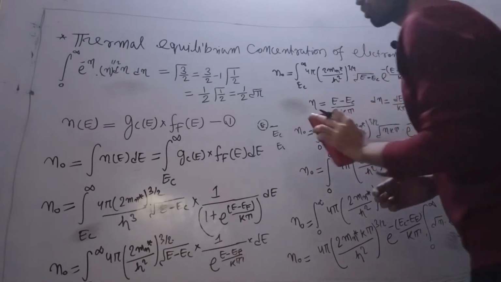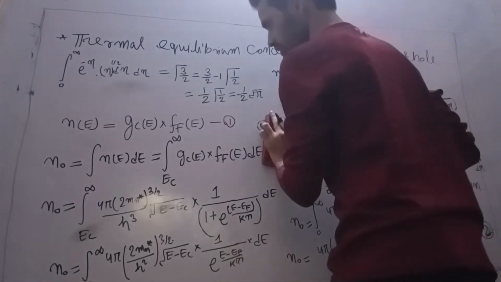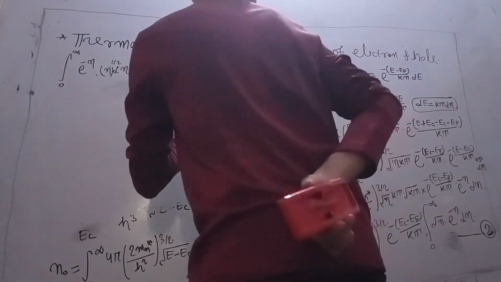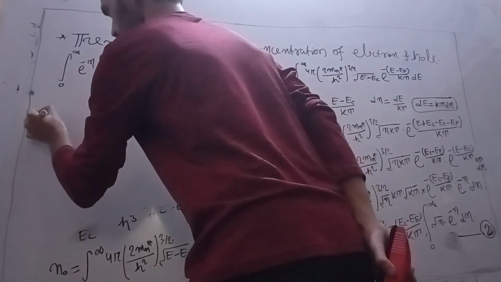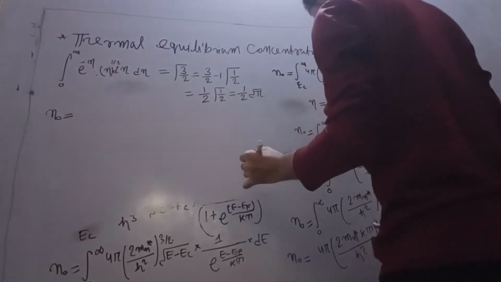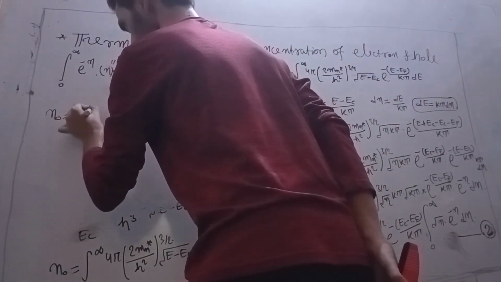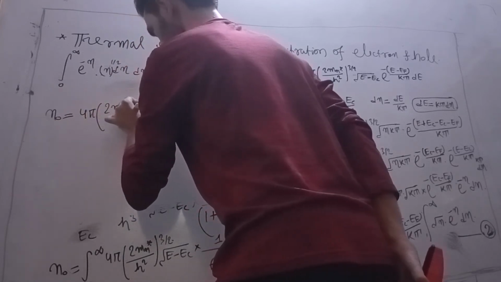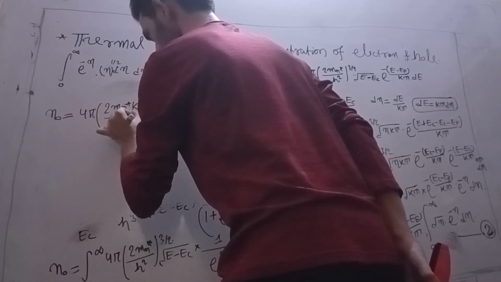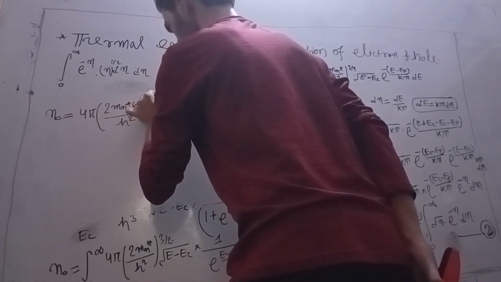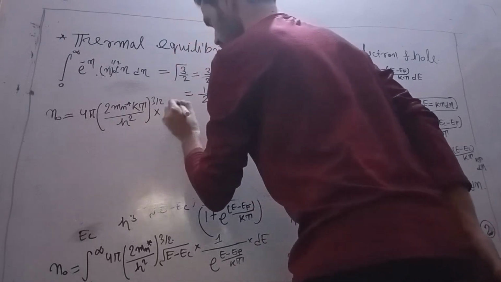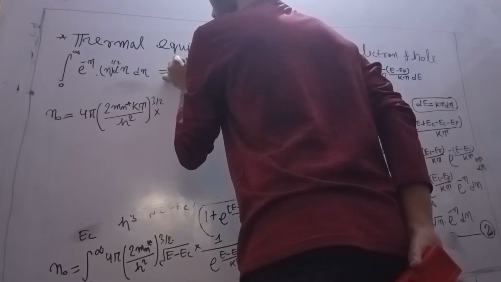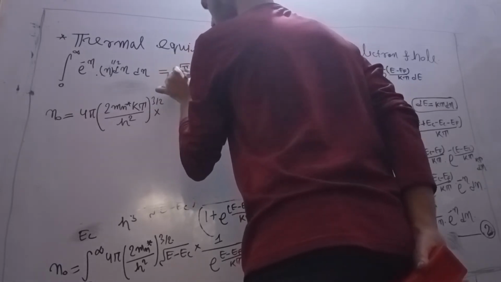Yes, this is root pi. Now I am going to rub this. Okay, so let us see what we will get. Now see here, n naught is equal to 4 pi into (2mn* kT divided by h squared) to the power 3 by 2, into 3 by 2 into... Okay, so what is this value? This is nothing but root pi by 2. Yes, root pi by 2.